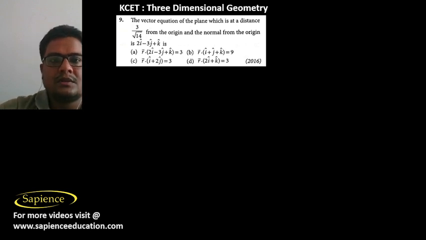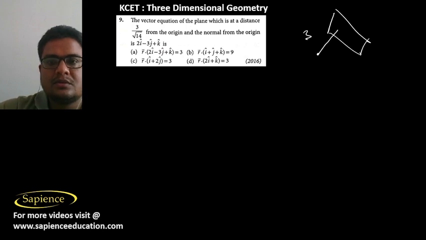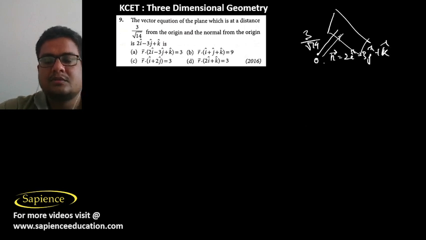Here we need the vector equation of the plane that is at a distance of 3 by root 14 from the origin, and the normal from the origin is 2 i cap minus 3 j cap plus k cap.